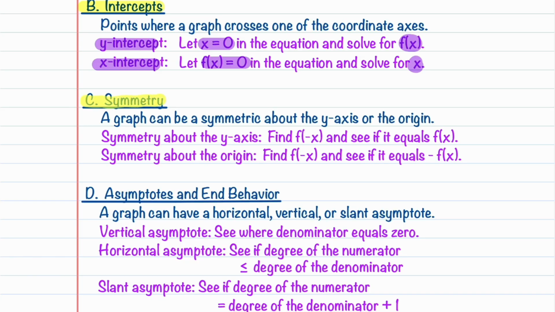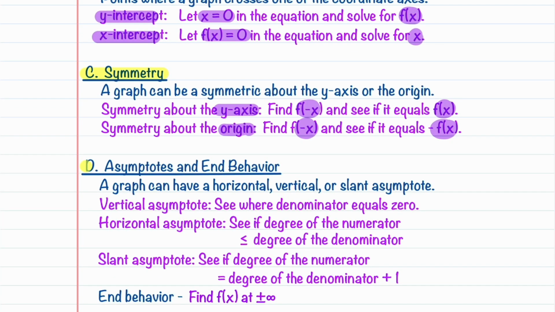Next is symmetry. With symmetry, you want to find f of minus x. If it's equal to f of x, then you have symmetry about the y-axis. And if it's equal to minus f of x, you have symmetry about the origin. And if you don't have either of those, then your graph won't be symmetric.